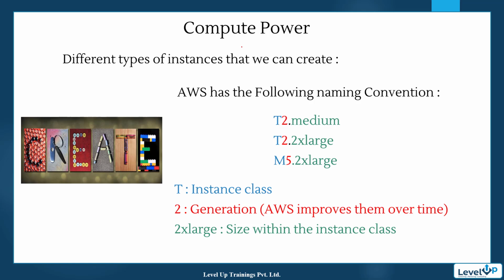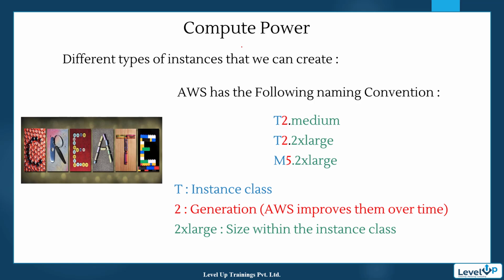And 2xlarge or medium or micro, that stands for the size of the instance within that particular class. Now in T2 there can be a large. In T2 there can be 2xlarge. In T2 there can be micro or mini. So basically that determines the size within that particular instance class. So there are different types of instances that we can choose which will fit our requirement.